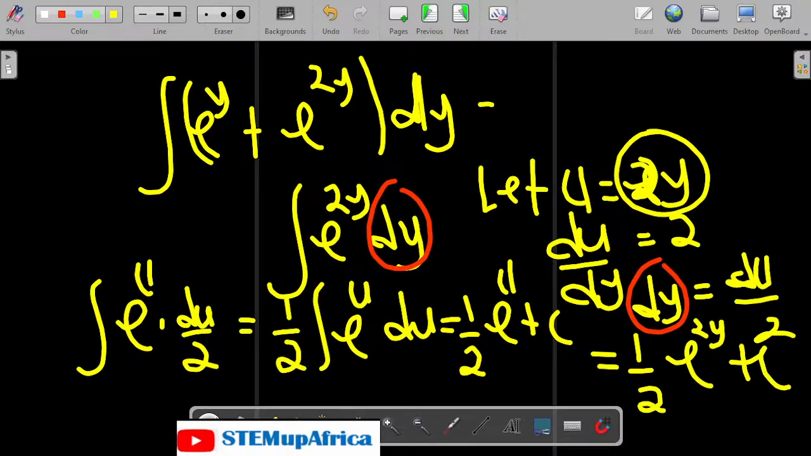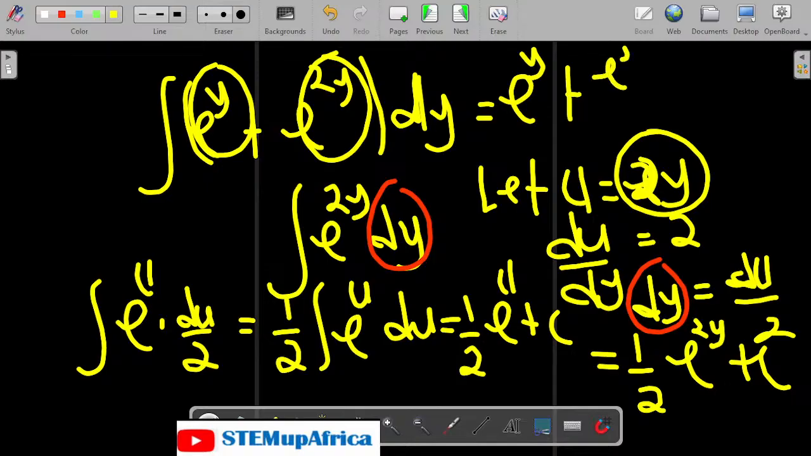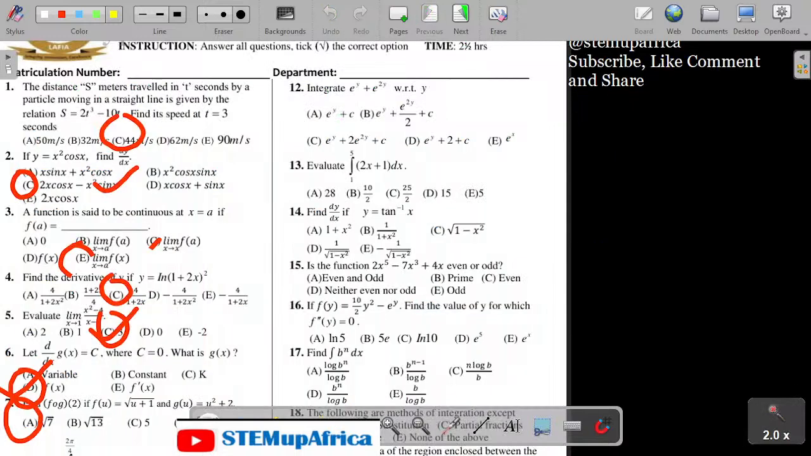So what is the point? If I integrate this, I'm having exponential y. If I integrate this, I'm having exponential 2y over 2 plus c. So let's check the options and see which of them satisfies the solution, which is option B. So here we go again. A definite integral, where you're given the lower and upper limits, of 2x plus 1 dx. So let's integrate that.